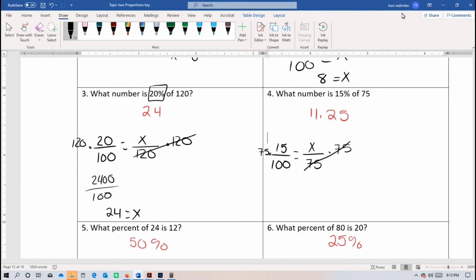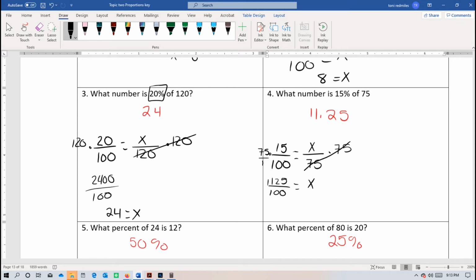So 75 times 15. That's what I'm doing. I can put a 1 underneath that 75, if I want. Hold on, I made a mistake. In the interest of time, I'm using a calculator for some of this. I'm going to get 1,125 over 100, okay?